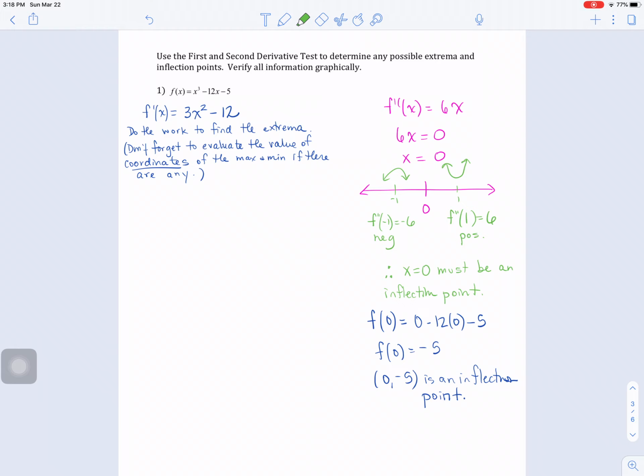The second derivative for this function is, using the power rule, 6x. And then I set the second derivative equal to 0 and solve. This is a pretty easy one. I get x equals 0. So 0 is my critical number.